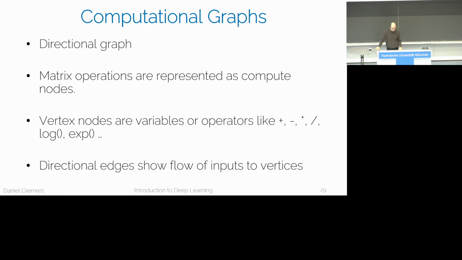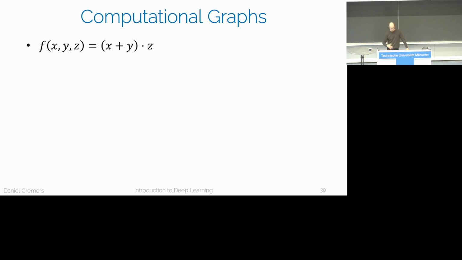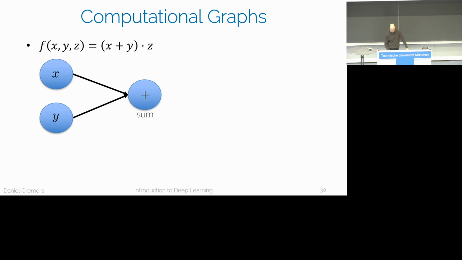Directed graphs where matrix operations are represented as compute nodes, and then all sorts of operators like plus, minus, divide, log, exponential can be represented as vertex nodes. They can be variables or operators. And the directional edges show the flow of input to the vertices, and they allow us to do forward passes and backward passes. So here, for simplicity, some examples.